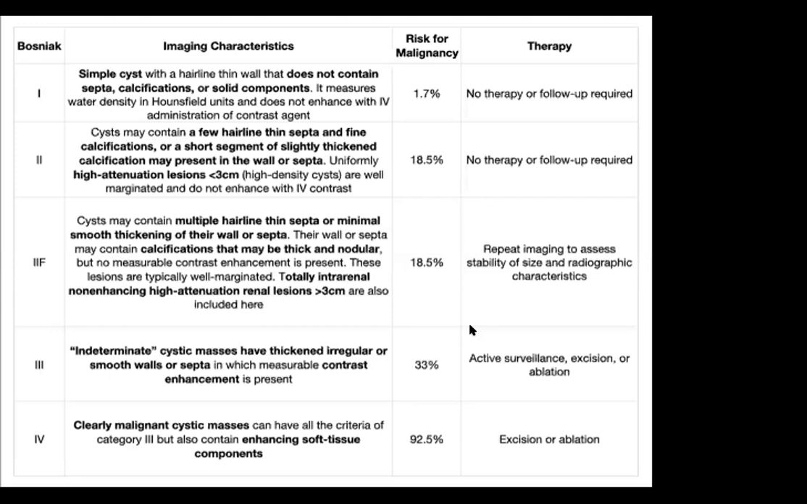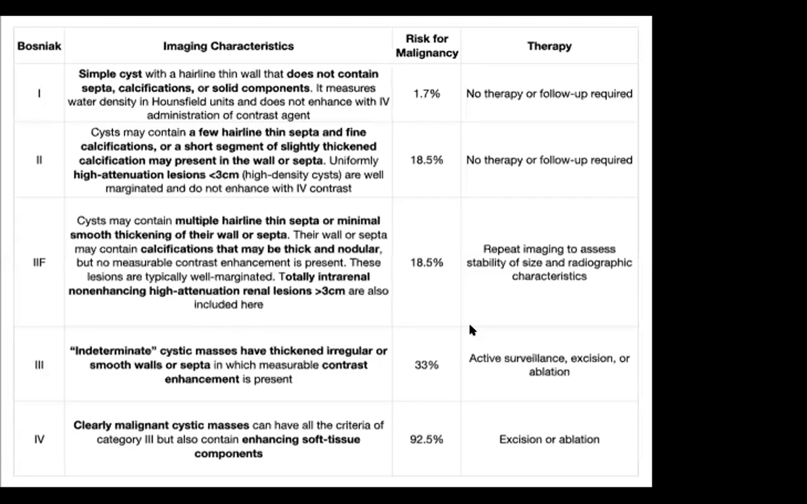The calcifications may be thick and nodular. Also, totally intrarenal non-enhancing high attenuation renal lesions more than 3 cm are also included here. The difference here between the 2 and 2F is for Bosniak 2F, you have to do repeat imaging to assess the stability of size and radiographic characteristics.